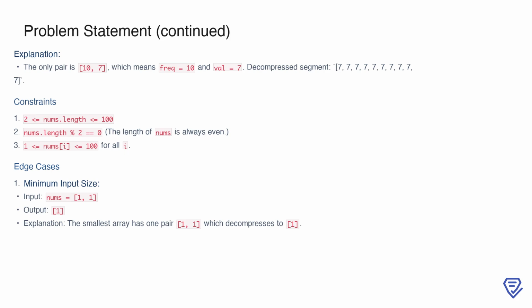For the smallest input size, such as nums equals 1, 1, we have one pair, 1, 1, which decompresses to 1. This demonstrates the minimum possible output size of 1. On the other hand, for a maximum frequency, such as nums equals 100, 5, the decompressed array will contain the value 5 repeated 100 times. These constraints ensure that we can handle both small and large outputs efficiently.